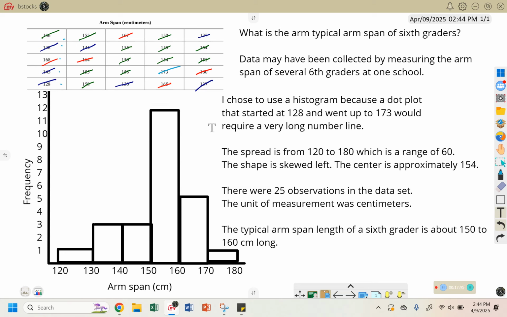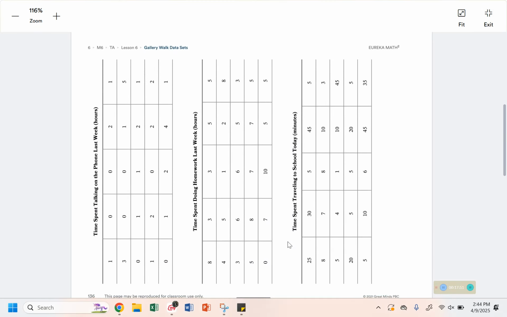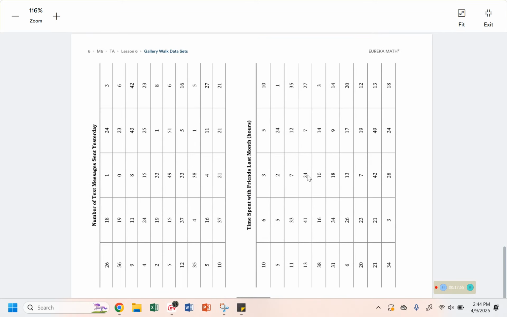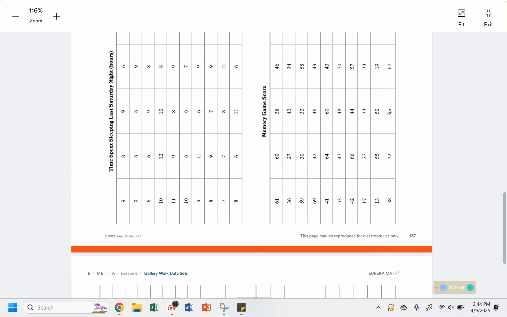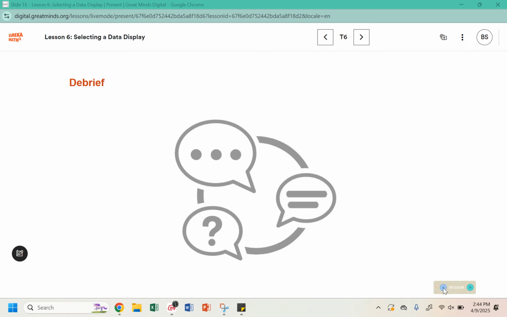If you chose a different data set from the list of data sets, yours might look different than mine. There were several data sets to choose from for all of the different ones that can be represented using quantitative data. So if you would like to use a different one to do your data, that's okay as well. And that takes care of lesson 6 for selecting data displays.